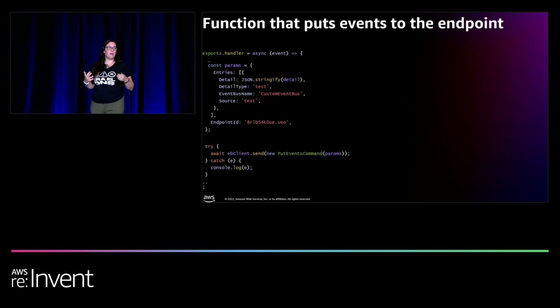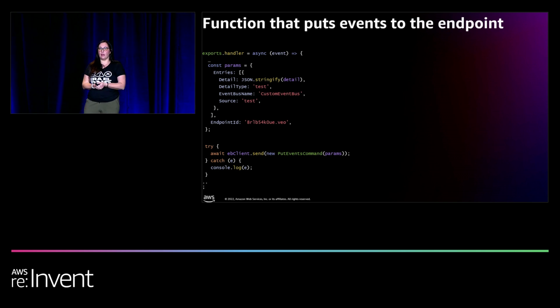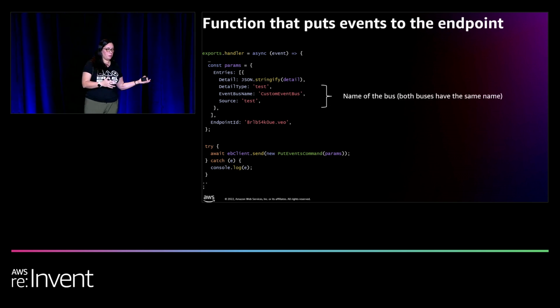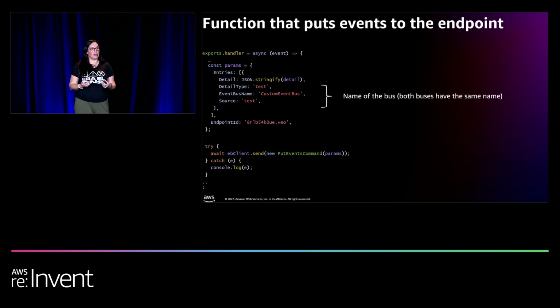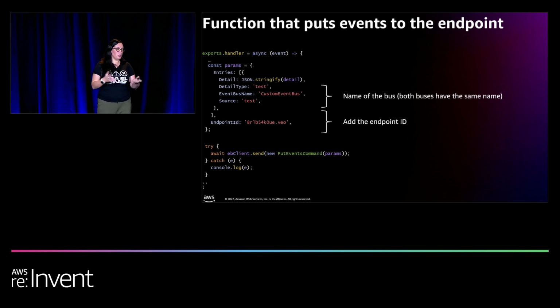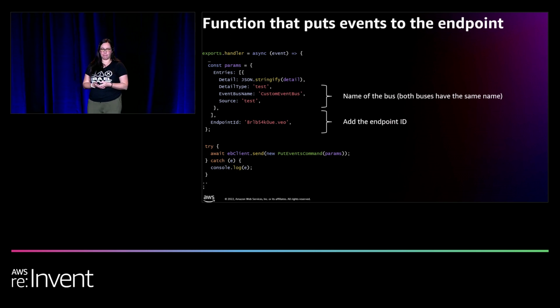So if you want to see how the function is that will put the events into the endpoint, it looks very, very similar to how a function will look if you are putting events in the custom bus. We just define the same things. We put the event bus name there. That's why it's very important that the bus names are the same. And then we have the endpoint ID. And then we just use the normal AWS SDK command to put events into the bus.